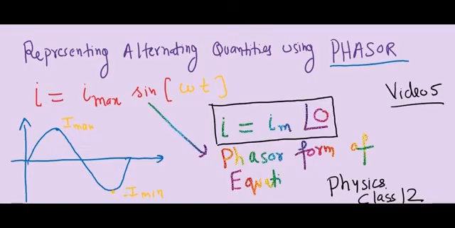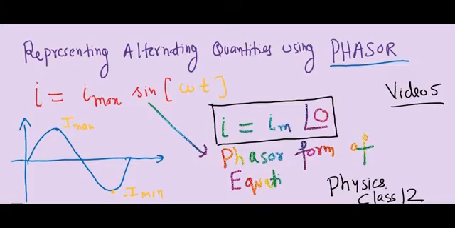All right, so by now we know that alternating quantities can be represented using the equation, using a waveform, and using a phasor. I think equation and waveform are pretty straightforward because it's just an equation and a sine or a cosine graph. So waveform and equations are not difficult. Now let's focus on the phasor representation. If you see this diagram, you see the equation is I is equal to I max sine omega t. Now this is the equation form of the alternating quantity.